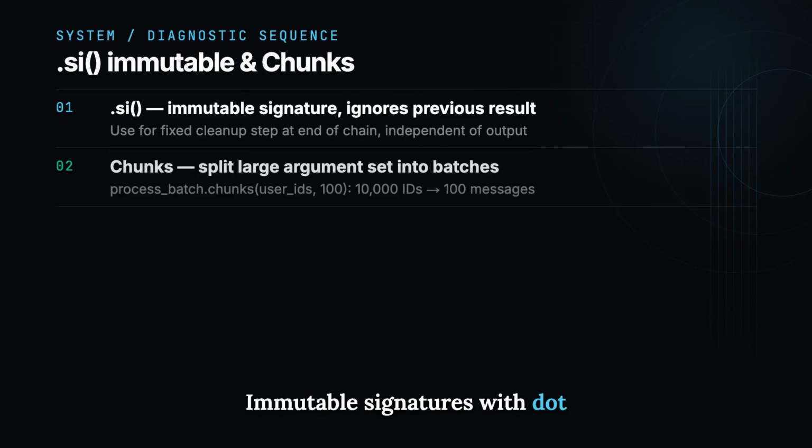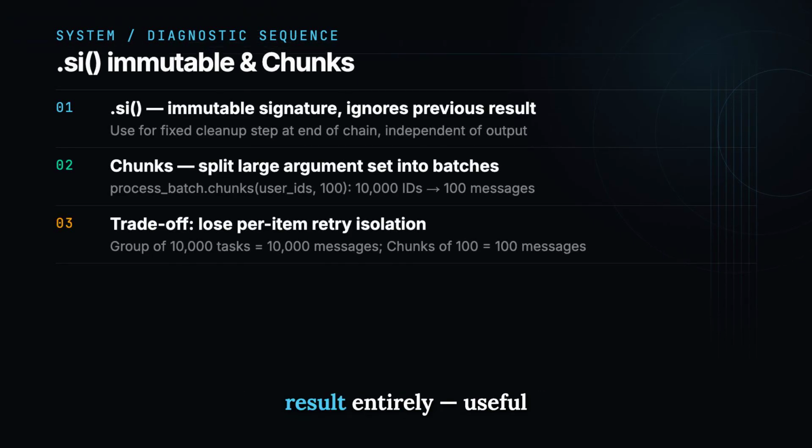Immutable signatures with .si ignore the previous task's result entirely, useful for a fixed cleanup step at the end of a chain. Chunks split a large argument set into smaller batches, reducing broker message count but at the cost of losing per-item retry isolation.